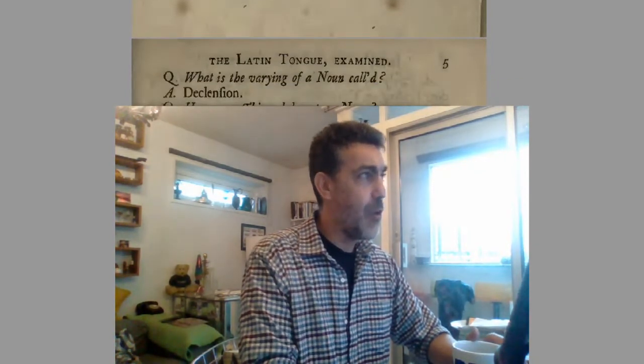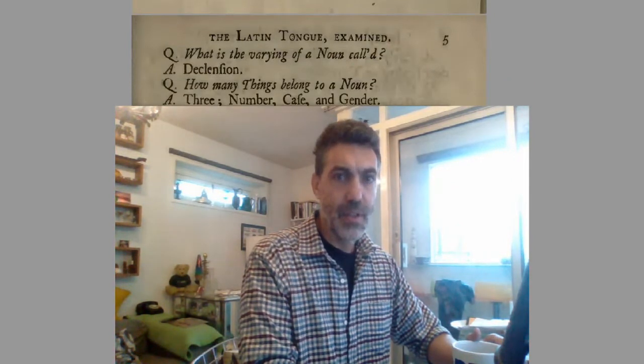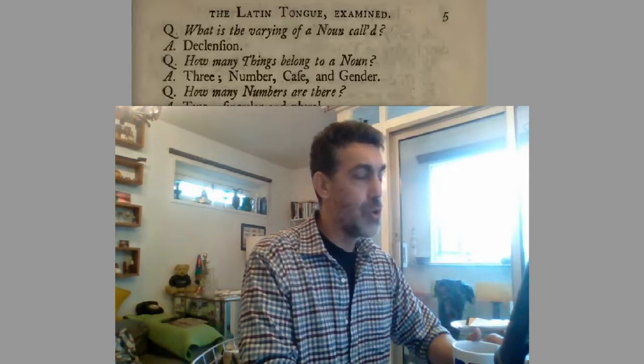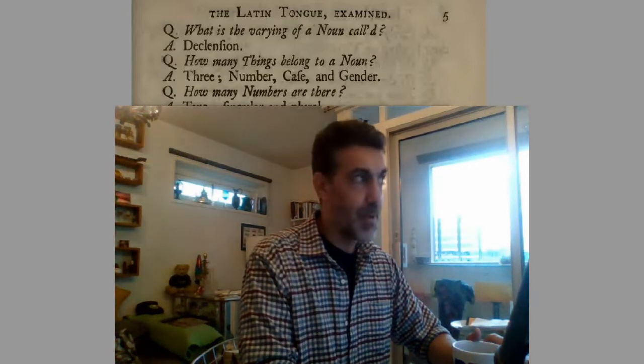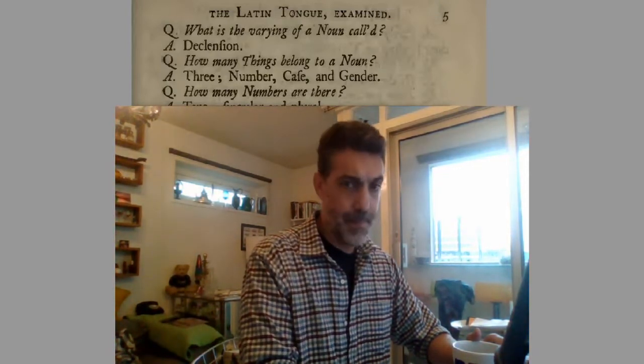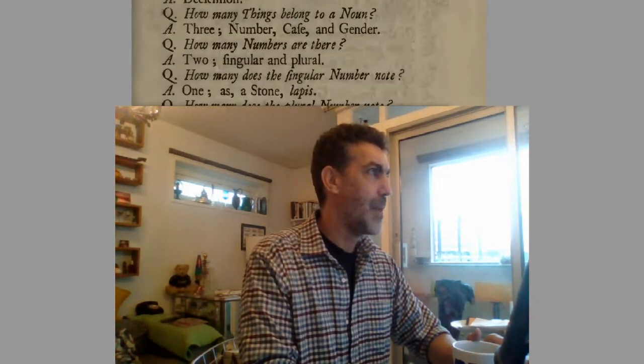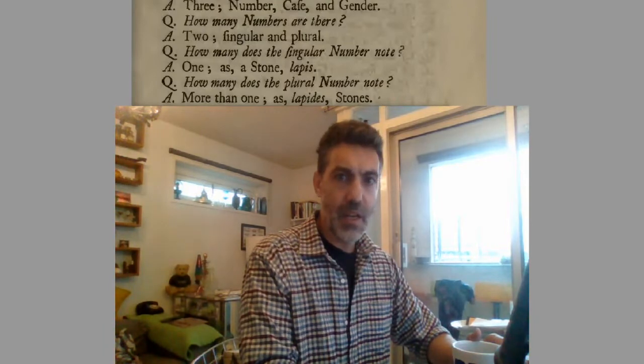What is the varying of a noun called? Declension. How many things belong to a noun? 3 things belong to a noun in Latin: number, case, and gender. How many numbers are there? 2, singular and plural.